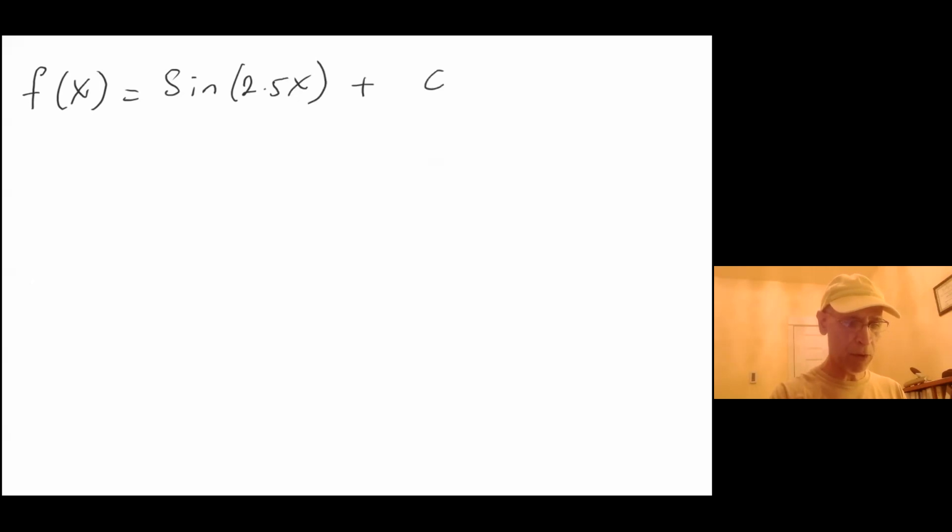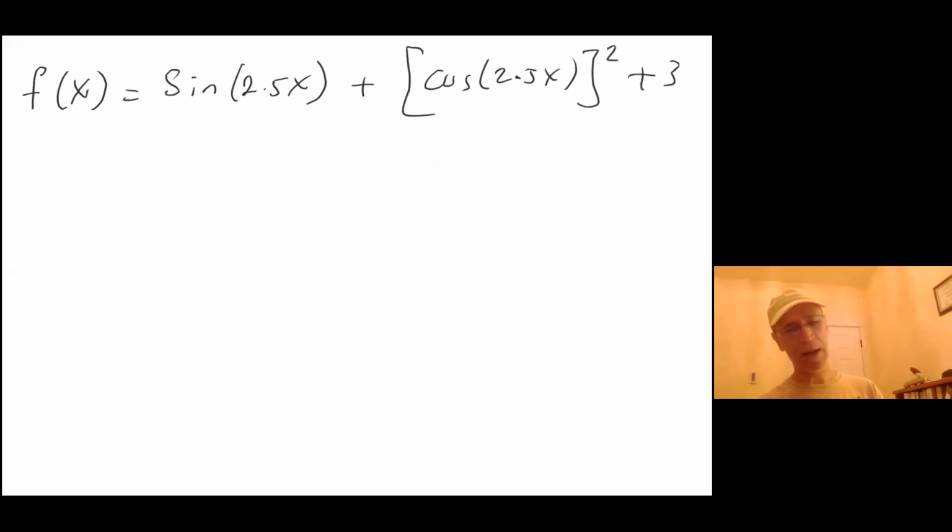Let me go to the next page. Since I want to take the derivative, I'm going to rewrite this as f of x equals sine of 2.5x plus cosine of 2.5x, all this quantity squared plus 3. And now that's easier for me to take the derivative.